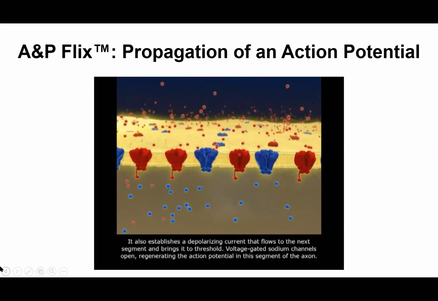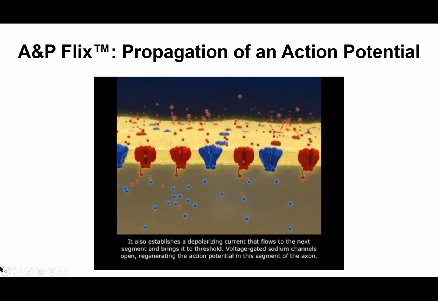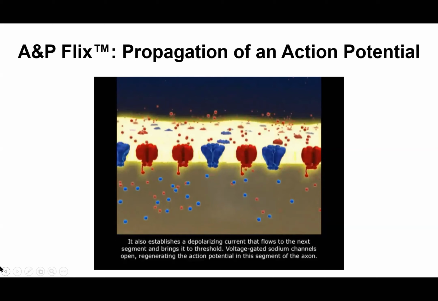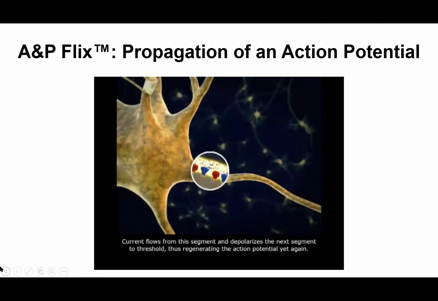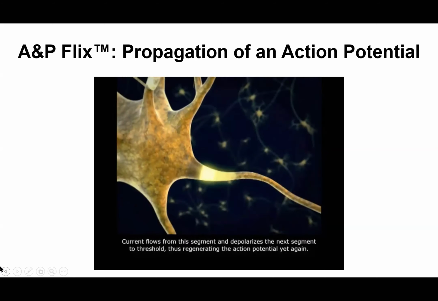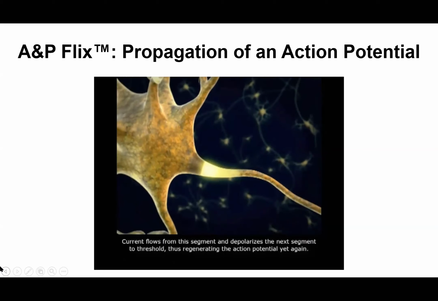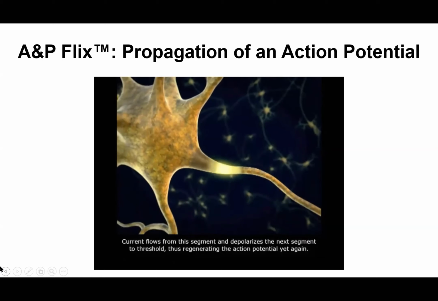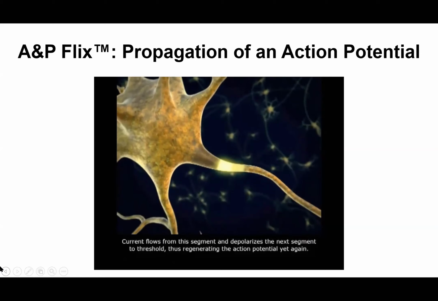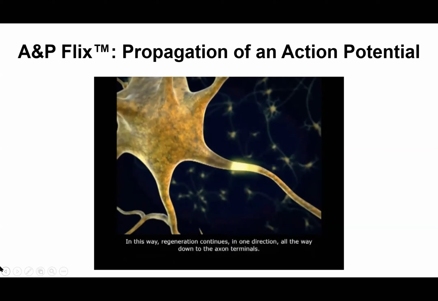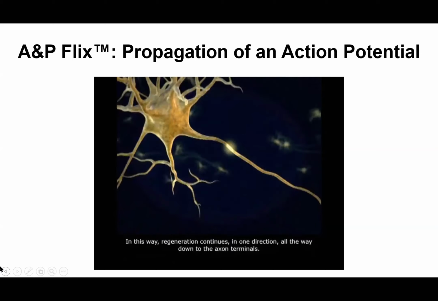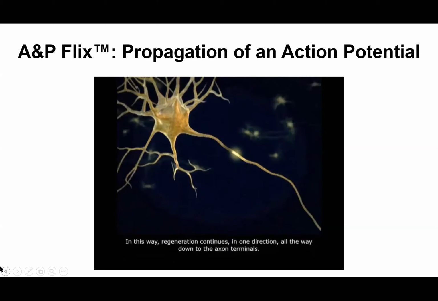Voltage-gated sodium channels open, regenerating the action potential in this segment of the axon. Current flows from this segment and depolarizes the next segment to threshold, thus regenerating the action potential yet again. In this way, regeneration continues in one direction all the way down to the axon terminals. The basis for unidirectional propagation is revealed when we take a closer look.